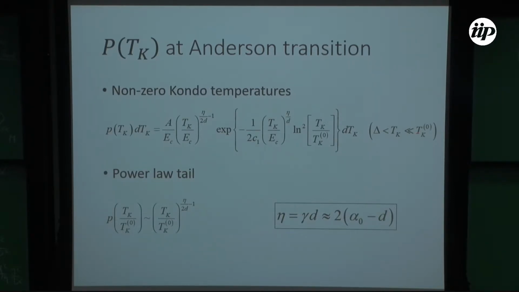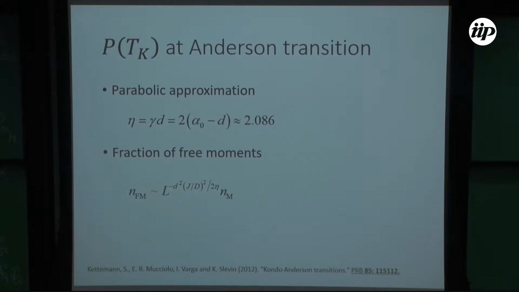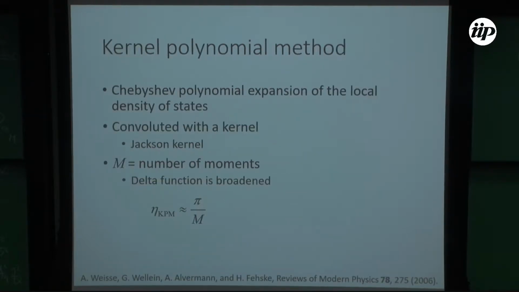It's valid in this range, so roughly up to the level spacing and below the Kondo temperature, and I think the factor there is probably about half. Is that, say, half the Kondo temperature? So from about half, where TK0 is the Kondo temperature of the clean system without disorder, you go from about half of that down to the level spacing. We expect that this distribution will be okay. So the value of eta is again given by alpha 0. We have some expression for the fraction of free moments. I'll maybe talk about that a bit later.